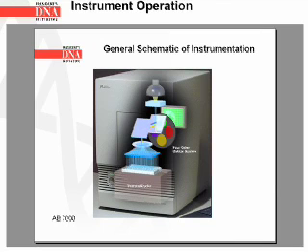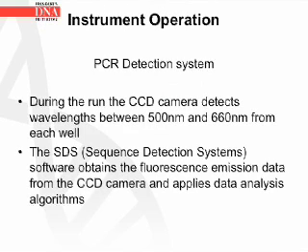This diagram shows the approximate layout and position of each of the devices described in the previous slide in the AB7500. For the PCR detection system, during the run, the CCD camera detects wavelengths between 500 nanometers and 660 nanometers from each well. The SDS software, known as the Sequence Detection System software, obtains the fluorescence emission data from the CCD camera and applies data analysis algorithms to it.